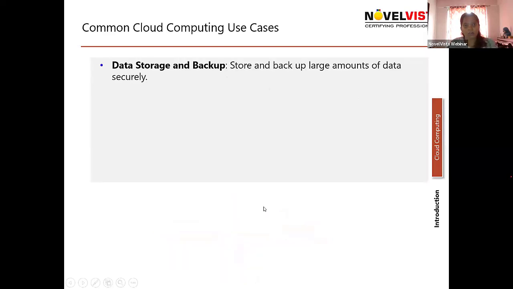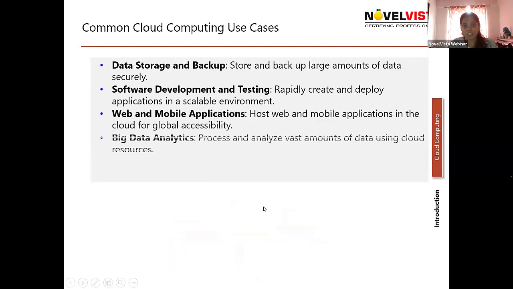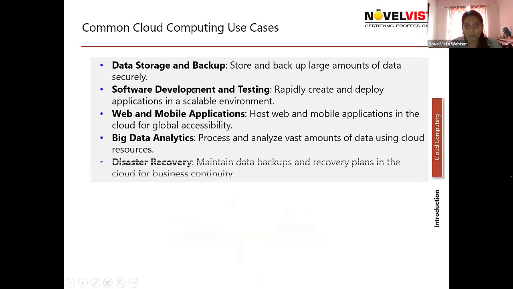Okay, so now we have to discuss some use cases of cloud computing. As we discussed, cloud computing is useful in case of data storage. Suppose you want to store data, as we already discussed one example, Google Drive, right? This is a cloud service. Now we need to store the application data. We need to make a backup of our application. At that time, we can use cloud computing services.